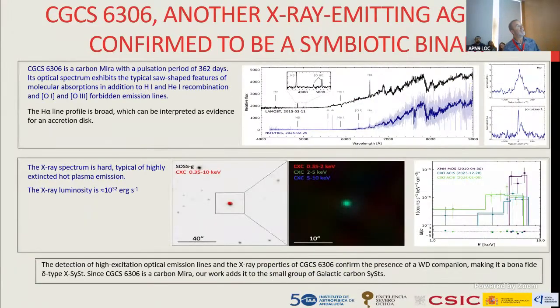And we also did the same for CGS-6306. So here again, we were able to find emission lines that can be attributed to a white dwarf. And so this is the X-ray emission. So basically, we think that there is a hidden population of X-ray AGBs that are actually symbiotics, maybe working on a different regime. Thank you.